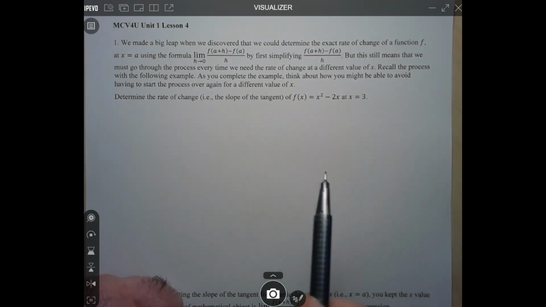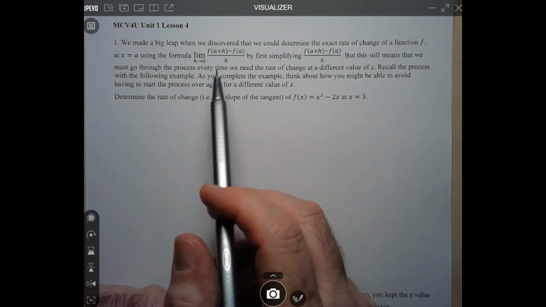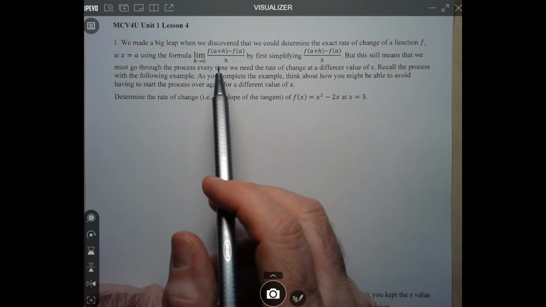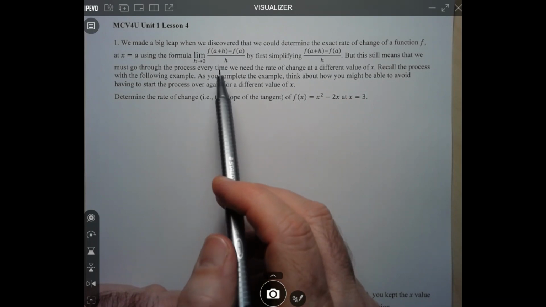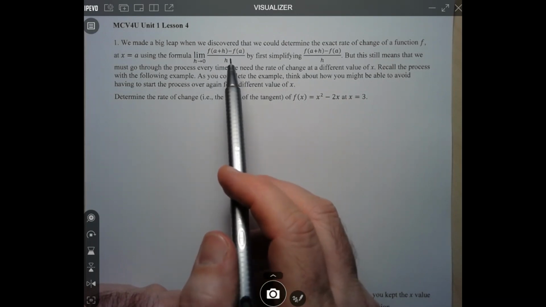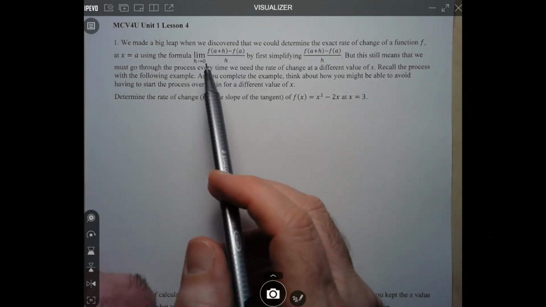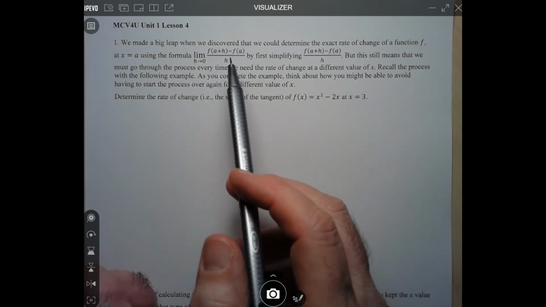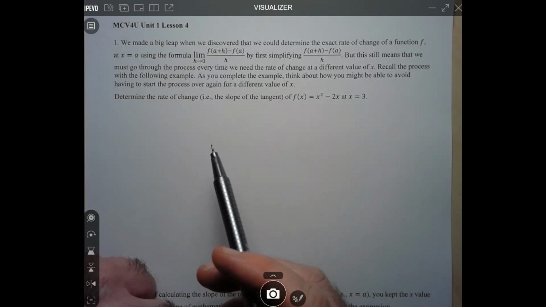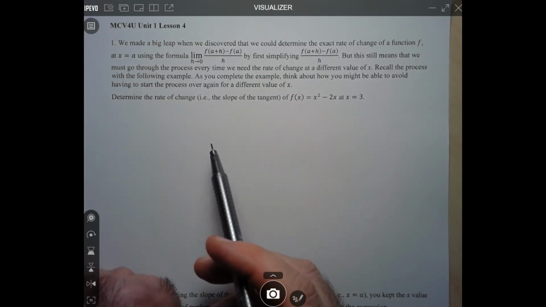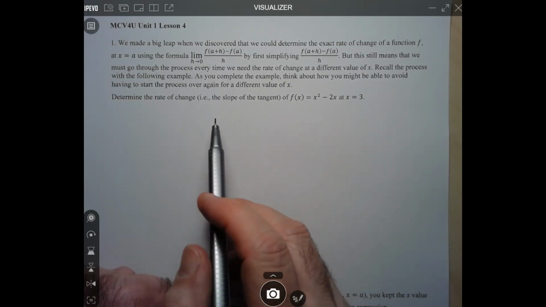There's a bit of an issue here, because this means that any time, let's say I've got some function x squared plus 7 and I want to determine the rate of change at x equals 2, I have to go through this process. If I want to determine the rate of change at x equals 2.5, I have to redo the whole process. In fact, if I have to determine the rate of change at multiple points, each time I have to go through this process. And that is not ideal. So our goal now is to see if there's a way to avoid having to go through that process every time.